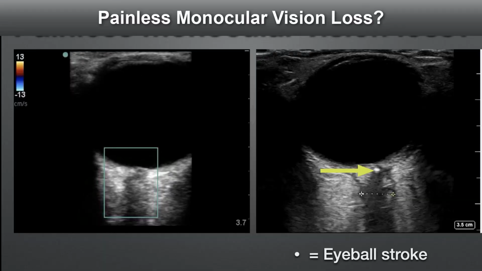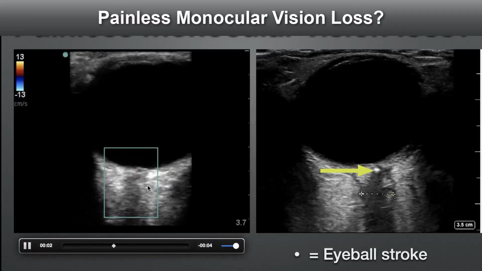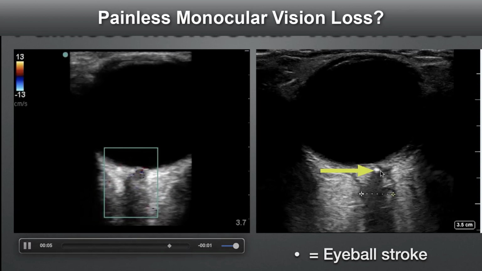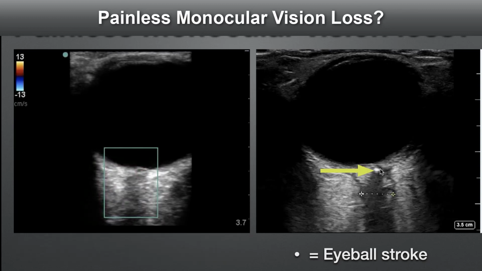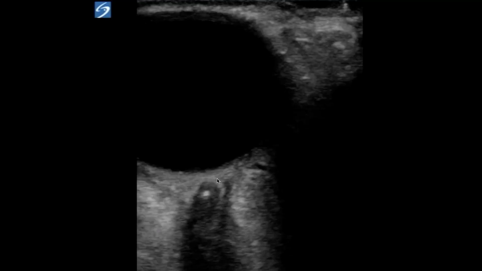People who have monocular vision loss in one eye, you always want to worry about a possible eyeball stroke, also known as central retinal artery occlusion. So this is my eye with a little Doppler signal back here. If you're missing this Doppler signal and you don't see a little bright dot back here, this patient might be a very good candidate for TPA. This little echogenic dot right here probably means that they have an atherosclerotic embolism, which usually is not particularly treatable with TPA. Here's another example of the same thing.